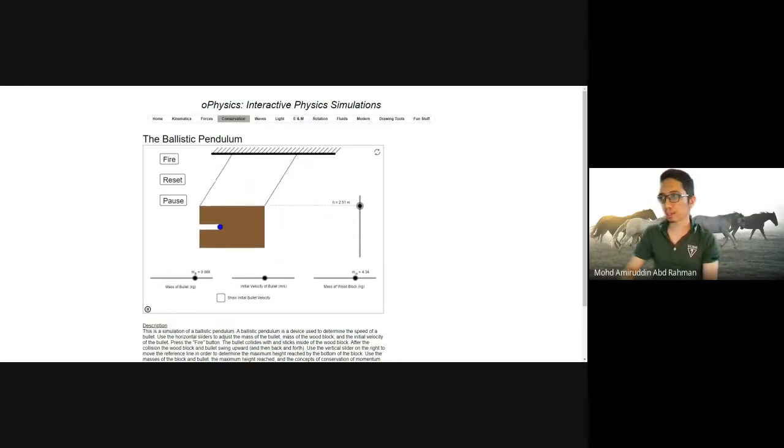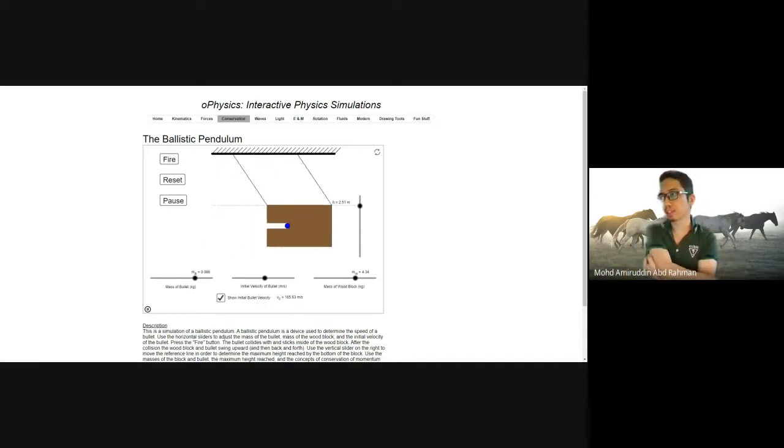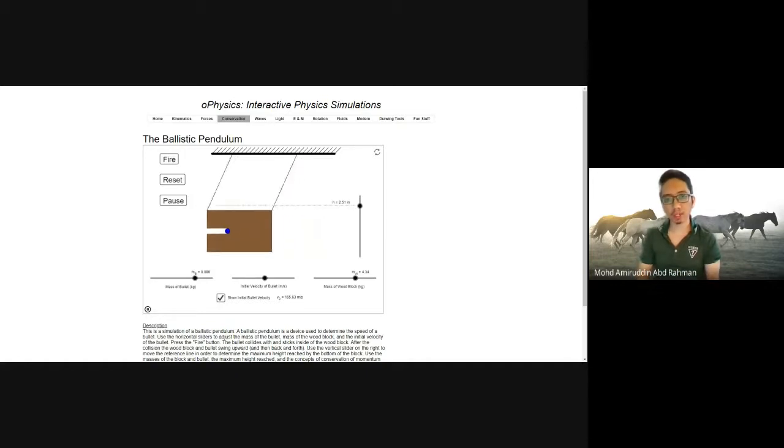Then next, you can click there. This is the value of the initial velocity given by this simulation, and then compare your answer. Compare whether from your calculation you get a value close to this one. If it is very close, that means your calculation is correct. If not, you need to refer back to your calculation and check what is wrong with that.